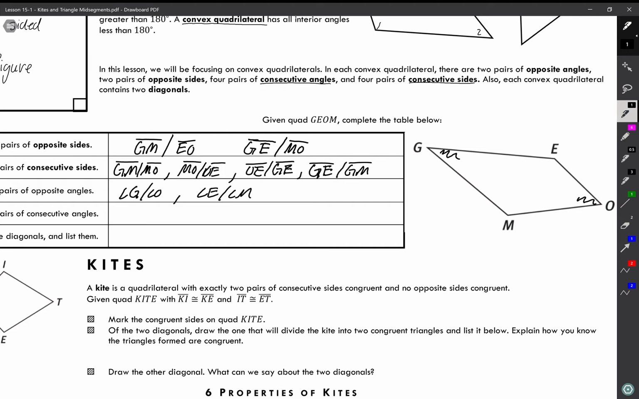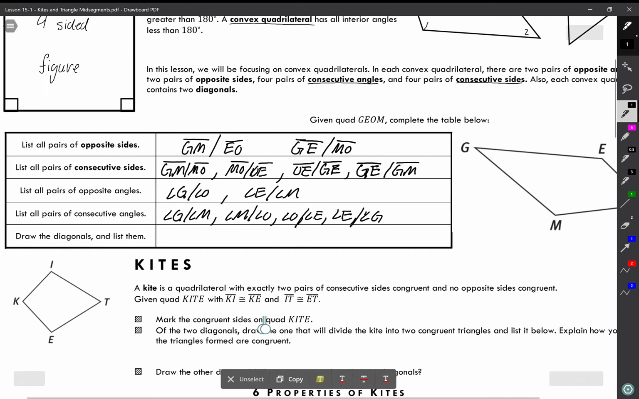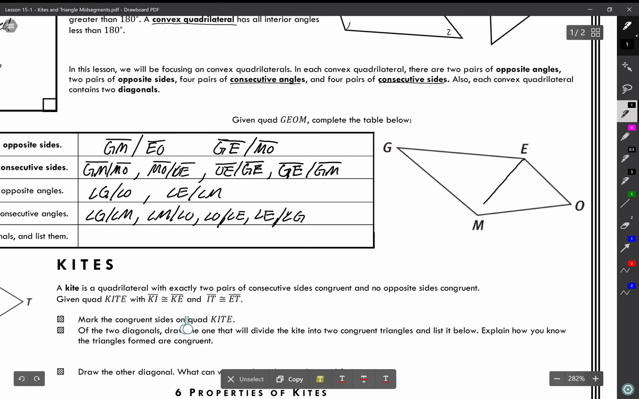All right, for consecutive angles, again, we have 4 of these. So again, I'm just going to start and go counterclockwise around my quadrilateral. How about we start with angle G, angle M, then angle M, angle O, angle O, angle E, and then angle E, angle G. And those are my 4 pairs of consecutive angles. So our last row says draw the diagonals and list them. So draw a diagonal between E and M, draw a diagonal between G and O.